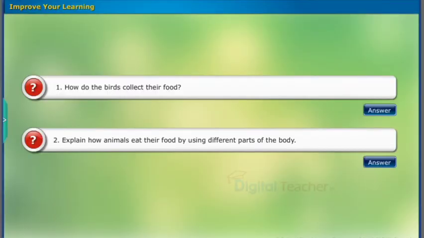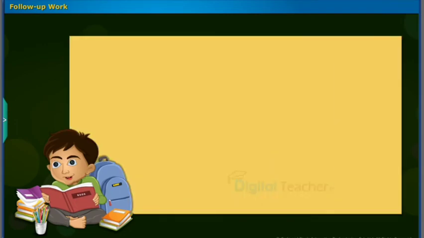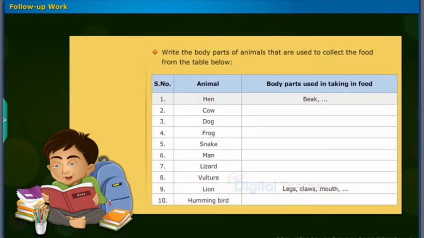Read the questions and attempt the answers on your own. You can click Answer for your reference. Follow-up work. Take up the following activities. Write the body parts of animals that are used to collect the food from the table below.